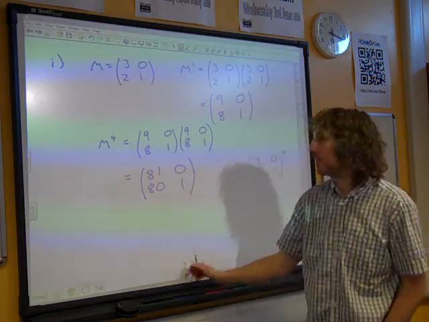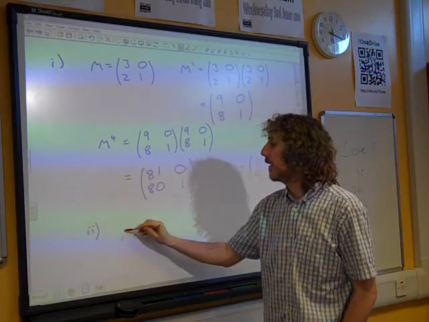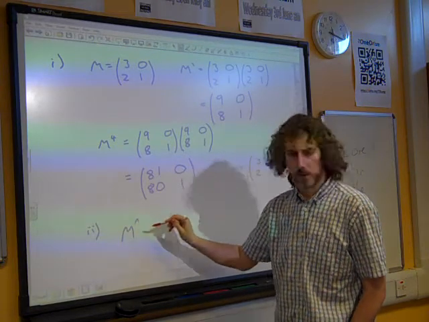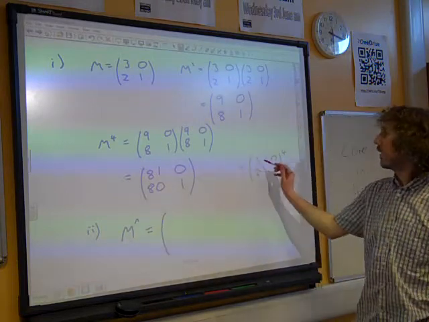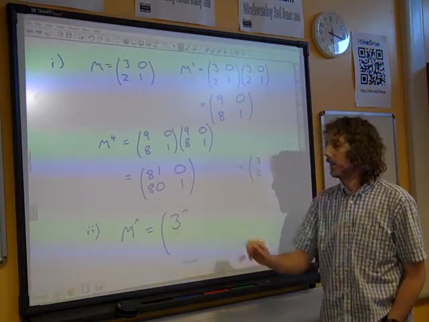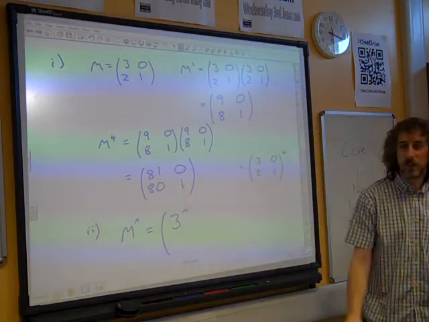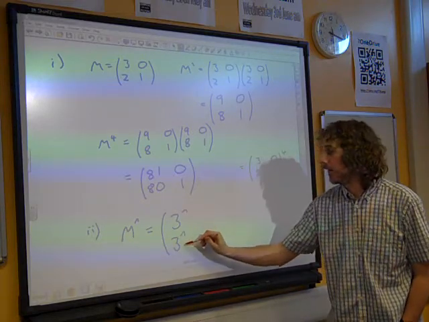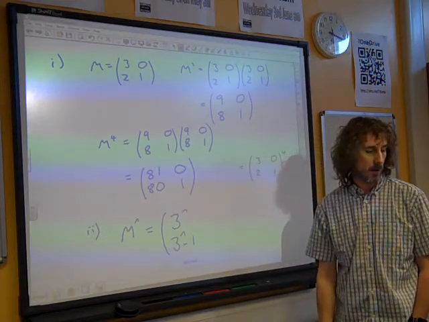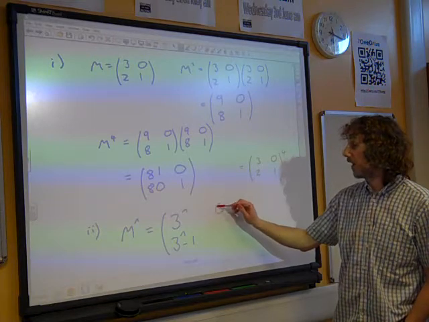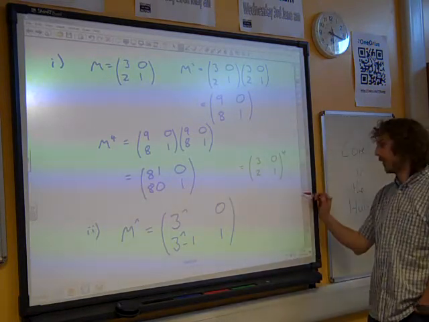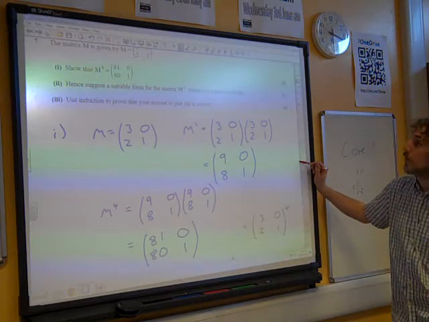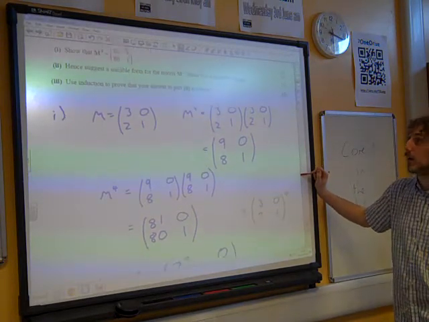So I think our suitable form is going to be M to the n, was it lowercase or uppercase? Lowercase. Is 3 to the n, that gives us the 81 and the 9, and this must be 3 to the n take away 1, and then these are going to stick at being 0 and 1. That's my suitable form. That was only 1 mark, wasn't it? 2 marks, oh wow, great.